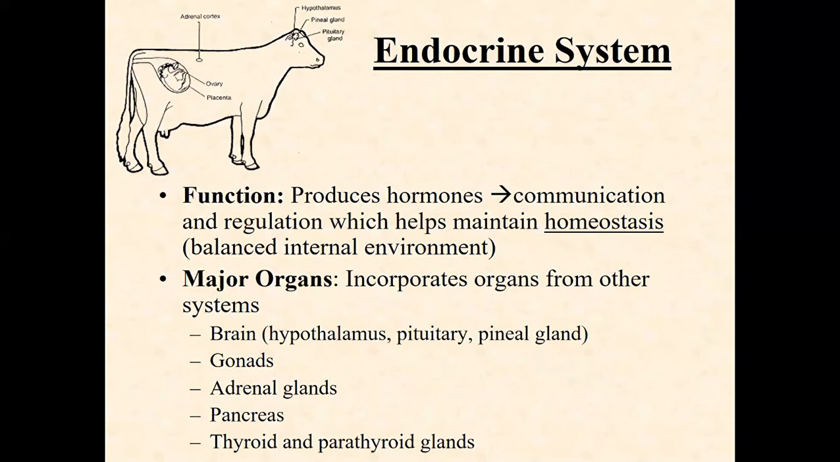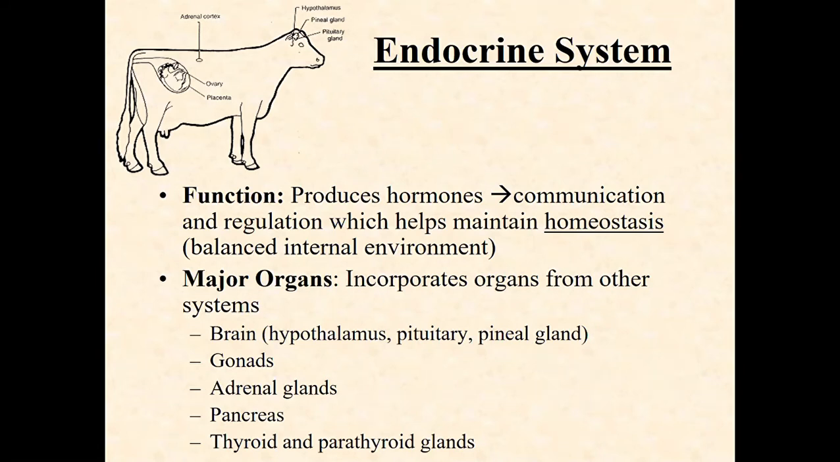You have your endocrine system. It produces hormones, communication, and regulation, which helps maintain homeostasis. So it balances the internal environment. Make sure everything inside and internally, hormone-wise, is balanced and functioning properly.